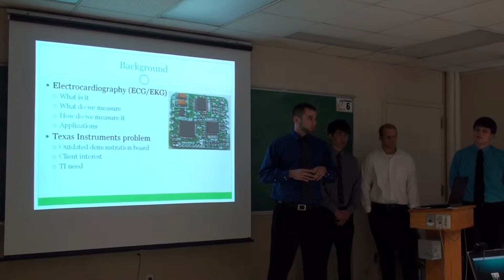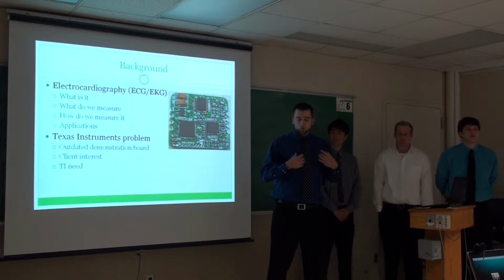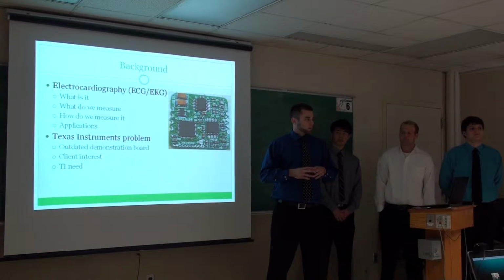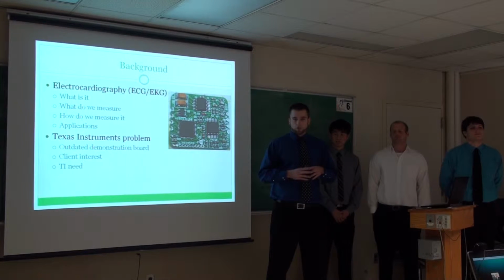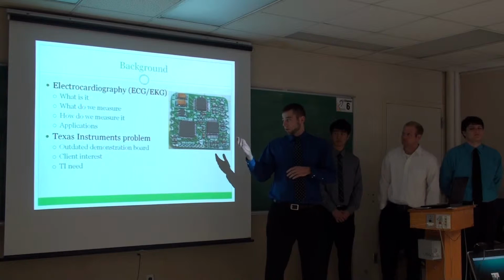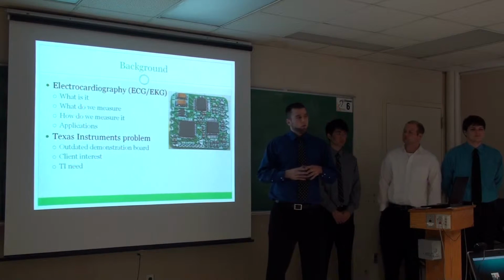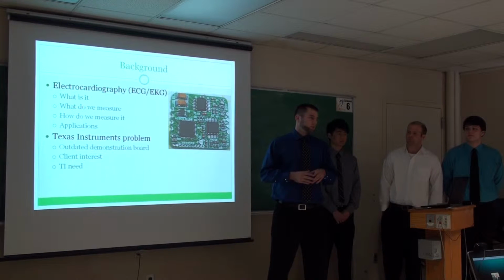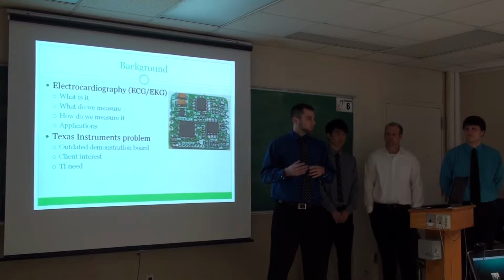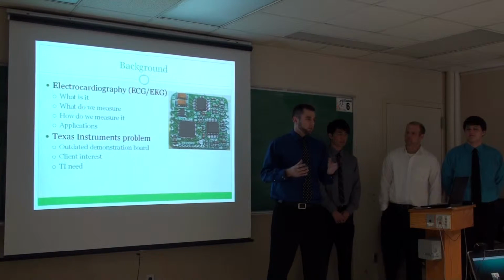And the depolarization of the muscle cells in the heart is what causes minute changes in voltage levels on the surface of your skin, and we can measure these changes in voltage level. And that's what an electrocardiograph machine does. So how exactly do we measure these changes? Well, there are three different types of common electrocardiograph machines. There's a 3-lead machine, a 5-lead machine, and a 12-lead machine.